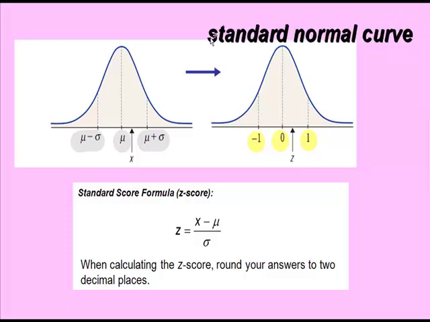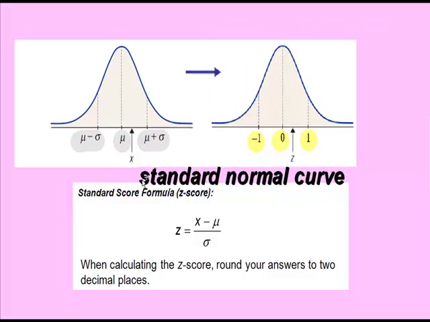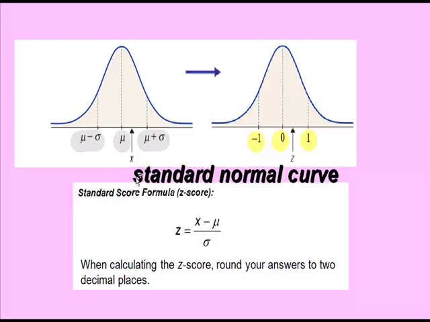The standard normal curve. How do you get from one to the other? Look down, my friends. There it is. It's called a z-score. A z-score is found by taking your x value, subtracting the mean, and dividing by the standard deviation. Don't you just want to go color Easter eggs?